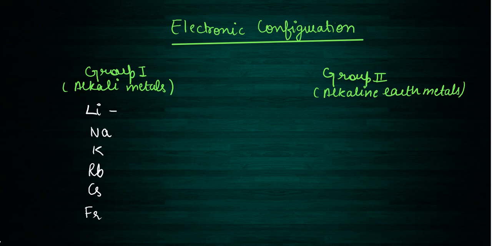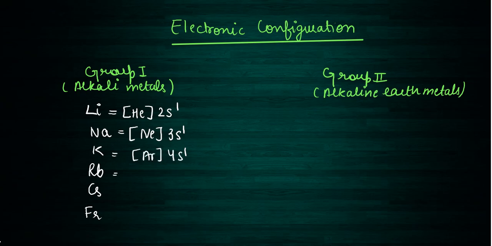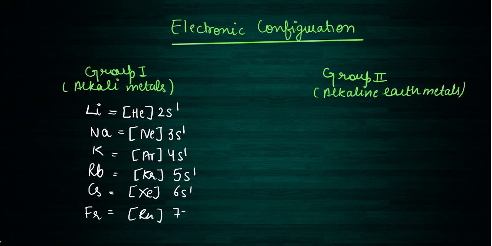If I write the electronic configuration, the last electron of lithium enters in 2s1. In sodium, it enters in 3s1. In potassium, it enters in 4s1 orbital. In rubidium, it enters in 5s1 orbital. In cesium, it enters in 6s1 orbital. And in francium, it enters in 7s1 orbital.